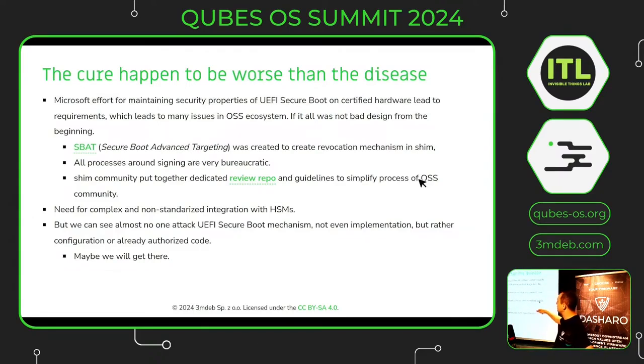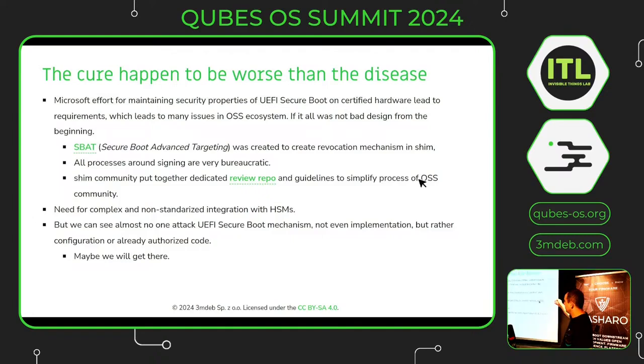We continue that. So we have SBAT, the Secure Boot Advanced Targeting. It's essentially a mechanism for revocation in the shim. So you essentially get the same thing as with DBX, but at the shim level. Of course, it works a little bit differently because it's not relying on certificates, but the final result is the same: the shim will have knowledge of what it can run and what it cannot run.